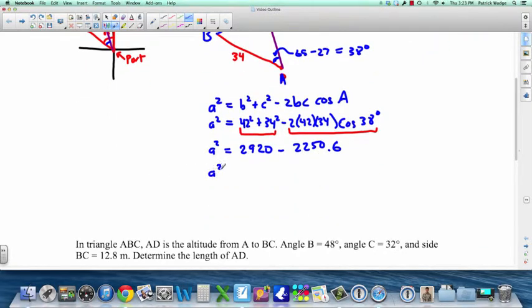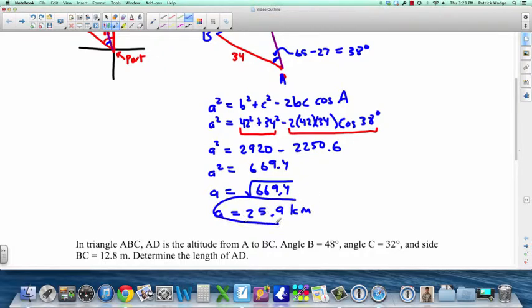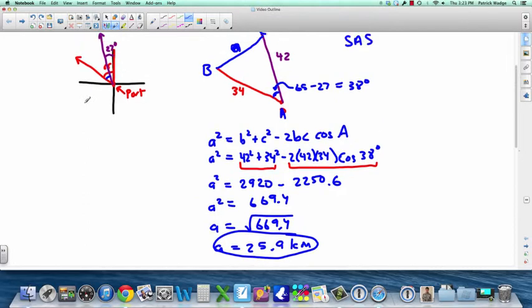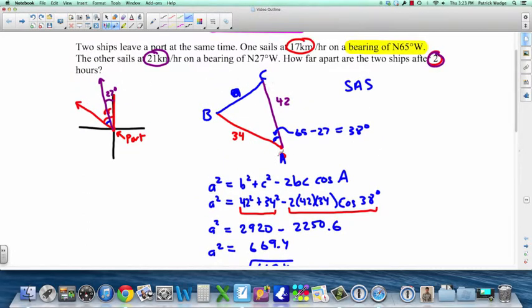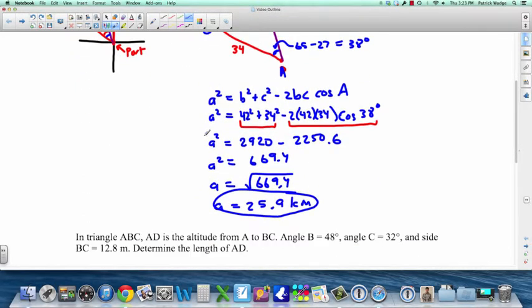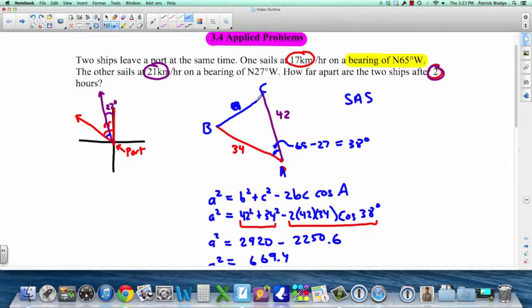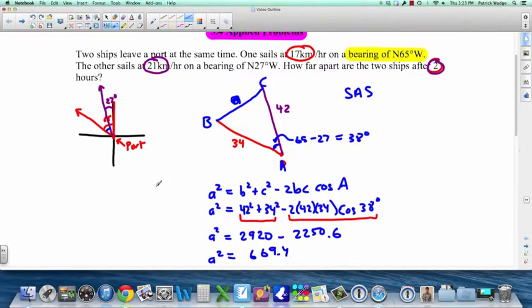A squared is going to be equal to 669.4. But of course, if a squared equals that, we need to know what a is equal to, and we would take the square root of 669.4, and you will find that's 25.9 kilometers. And what I like to do is take a look at my picture and see if that makes sense. So this was 42, this was 34, and this is 25.9. That sounds pretty good. Yeah, I think we did a good job there.